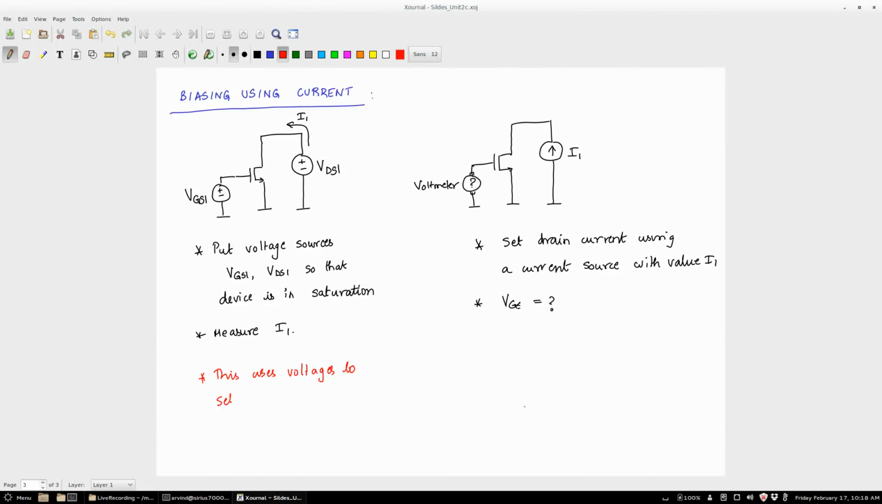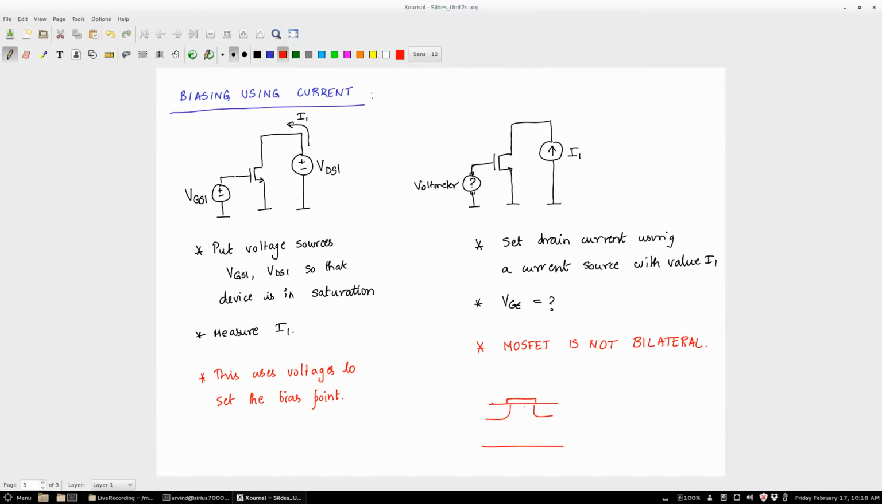Okay. So now can you do something? So this method basically uses the VGS, right? This is what we have done so far. This uses voltage to set the bias point. What about this? Does this work? We discussed this in the tutorial also. Okay. So can you tell me what this voltmeter will read?